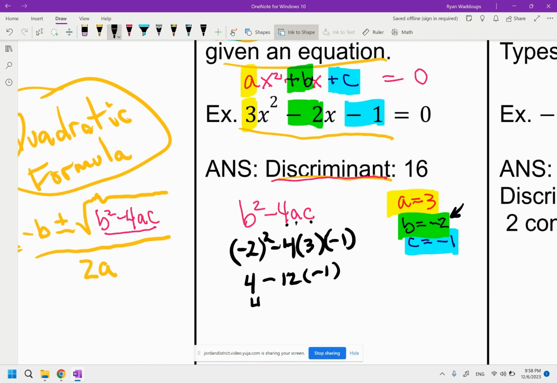See, now here, students, what often they want to do is take 4 minus 12 and subtract. No, you've got to multiply here first. Multiply comes before subtract. So I've got 4, and then negative 12 times a negative 1 is a positive 12. And then 4 plus 12 is 16. And that's why the value of the discriminant is 16.